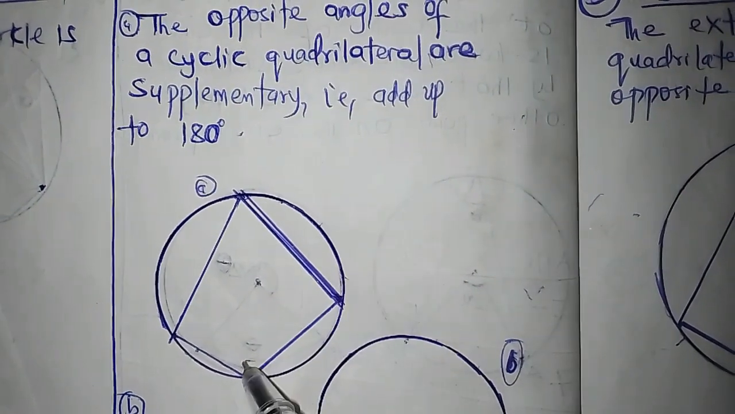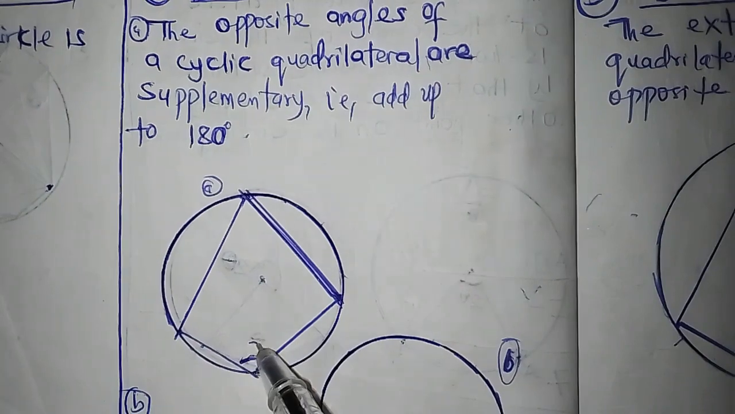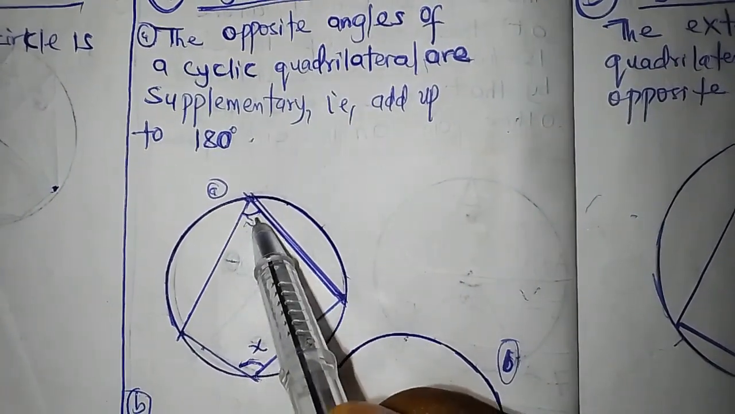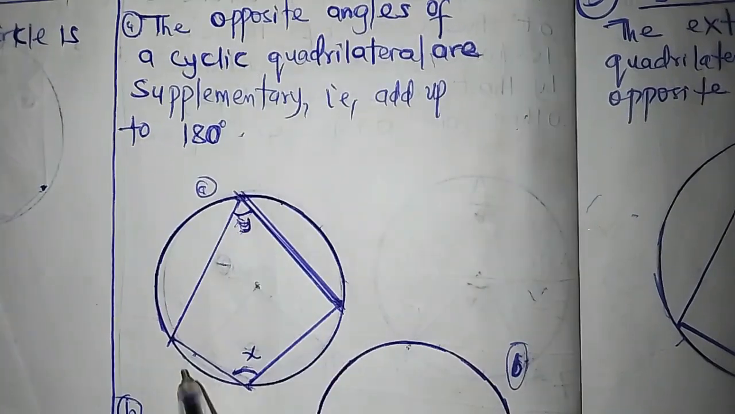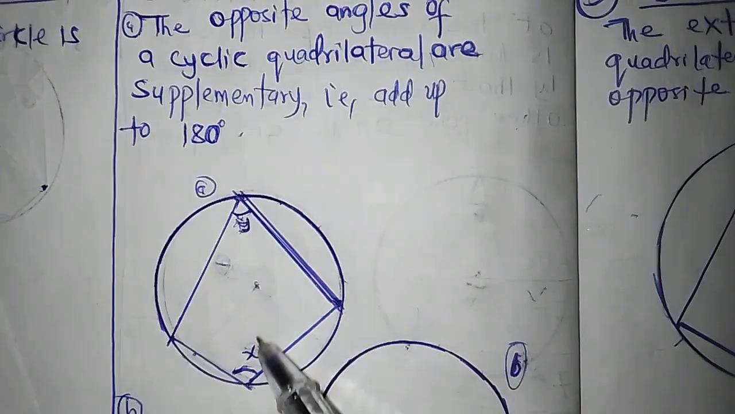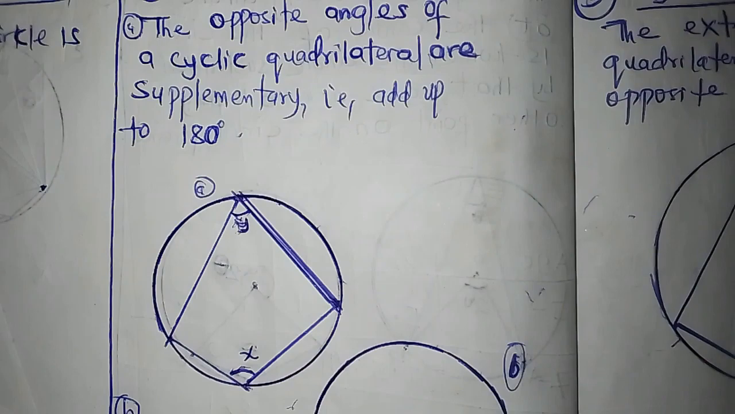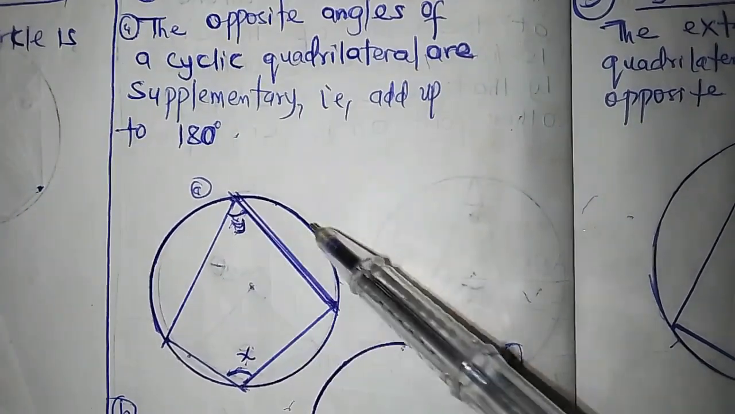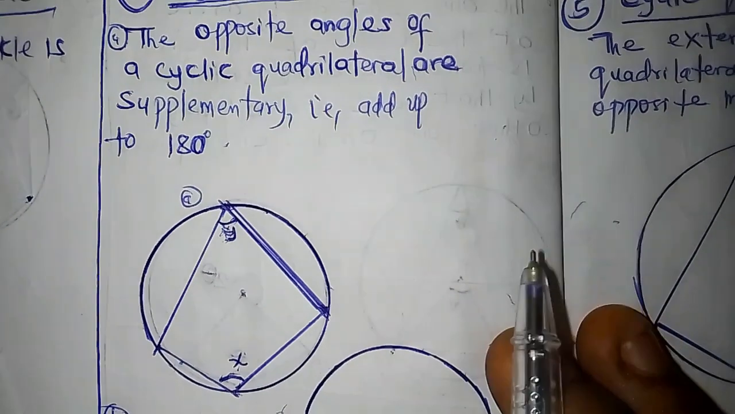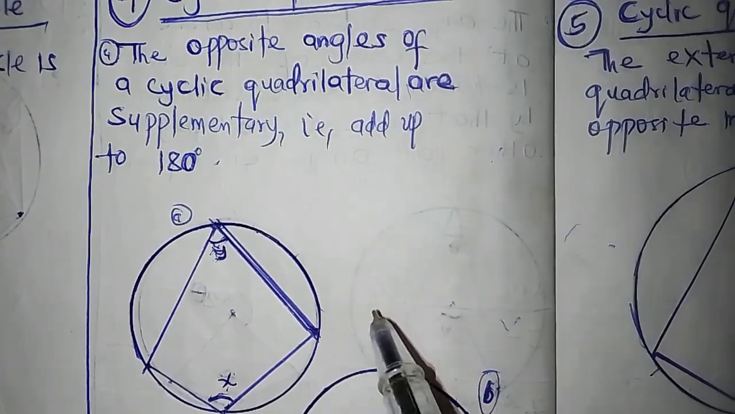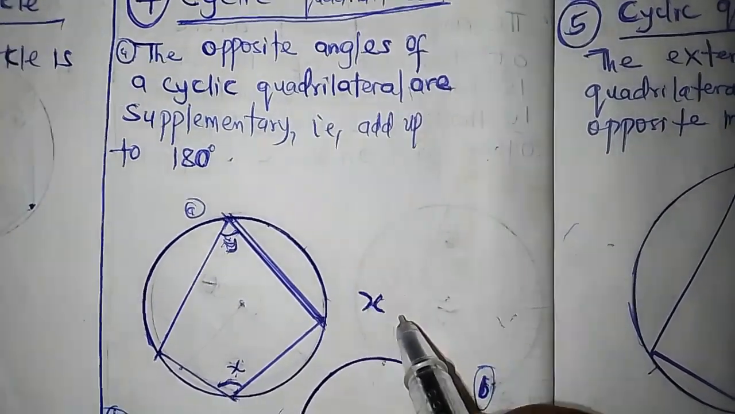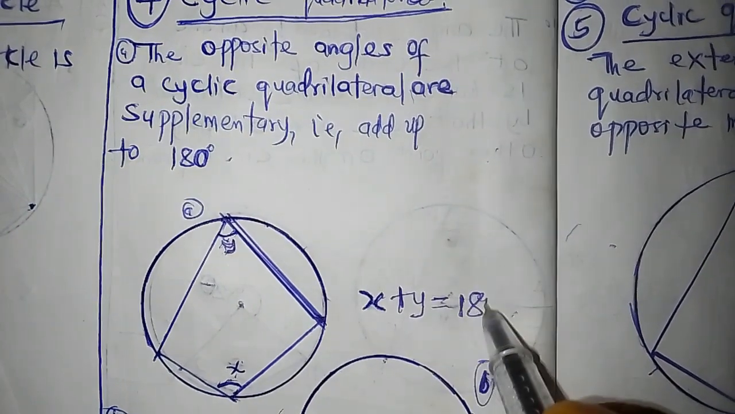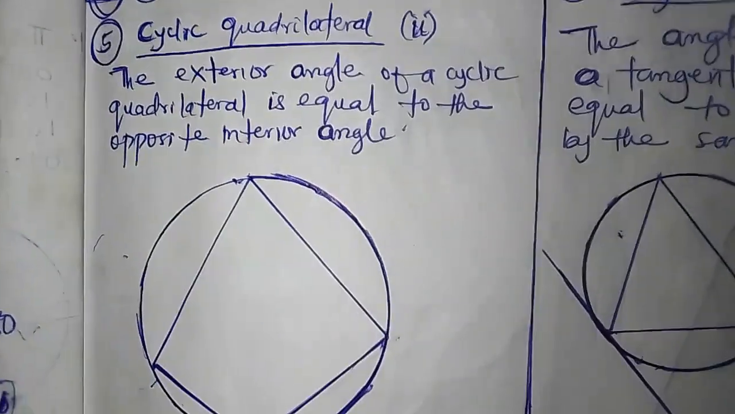So an angle can be formed here, let's say X. Another one can be formed here, let's say Y. Let's neglect these 2 first. Let's use these 2 to explain. Now, the rule says that for these 2 angles that are opposite each other inside this cyclic quadrilateral, their sum is equal to 180. That is, X plus Y is equal to what? 180 degrees.